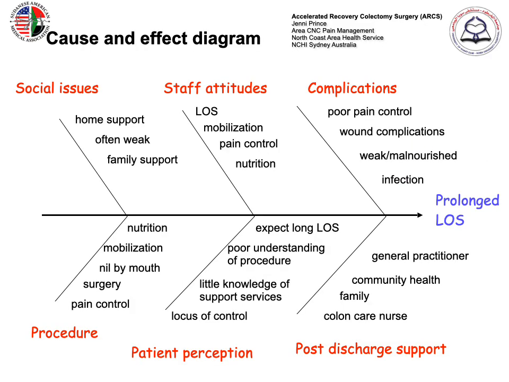In cause and effect diagram or fishbone diagram, here we analyze the problem based on social issues, staff attitude, complications that can happen to the patient, post-discharge support, patient perception, procedure. So in each of these domains, we try to find different factors that can contribute.